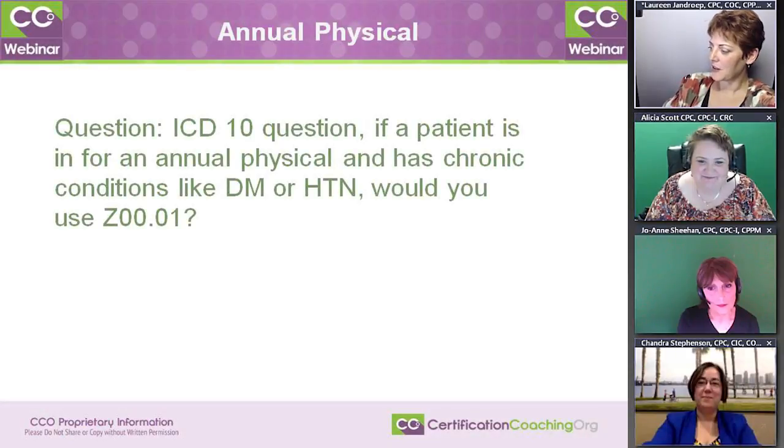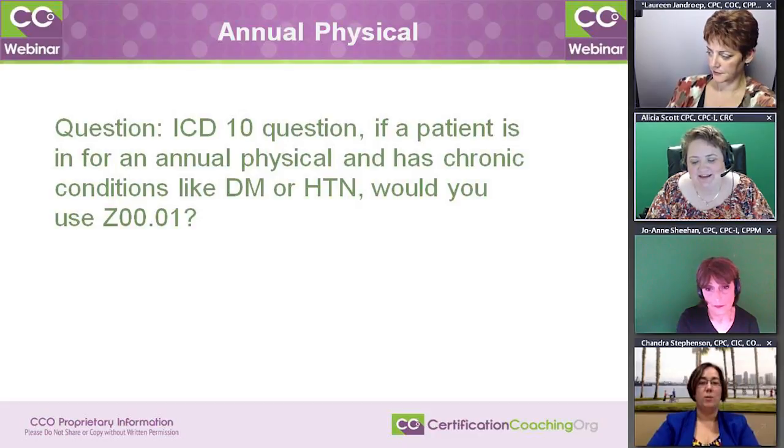An annual physical, ICD-10 question. If a patient is in for an annual physical and has chronic conditions like diabetes mellitus or hypertension, would you use Z00.01? No. Chandra knows this one.